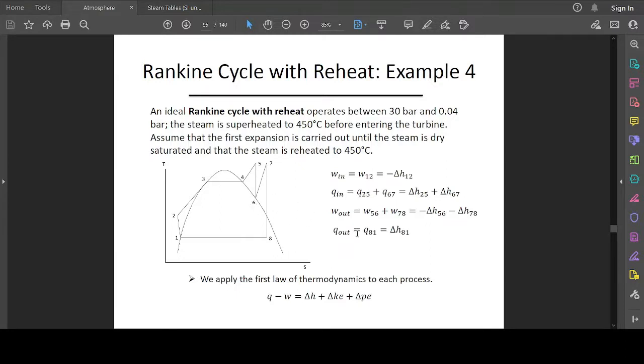Now the heat lost or heat removed from the system by the condenser is given as the change in enthalpy between stages 8 and 1. And using the first law as well, we ignore the kinetic and potential energies, so we'll be left with the heat minus the work equal to the change in enthalpy.